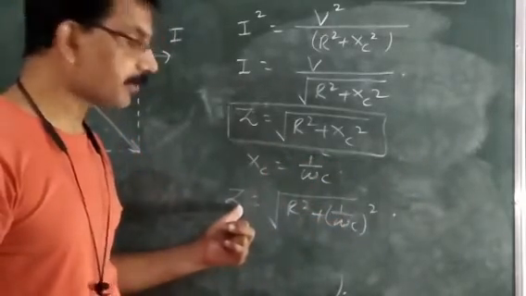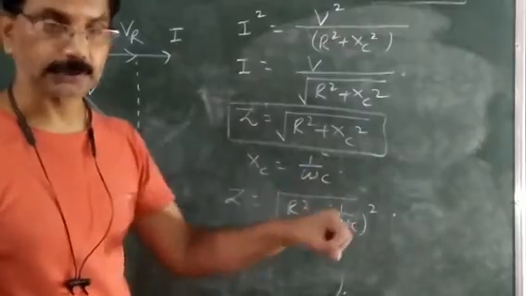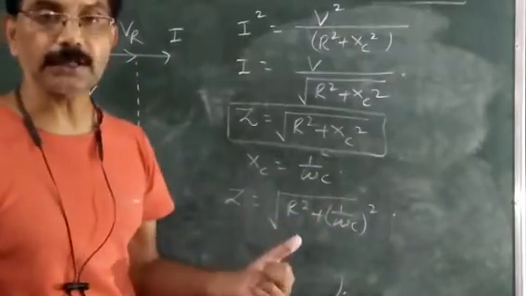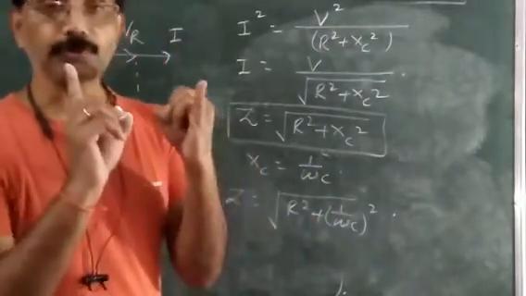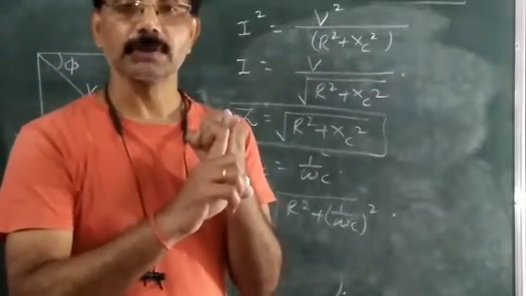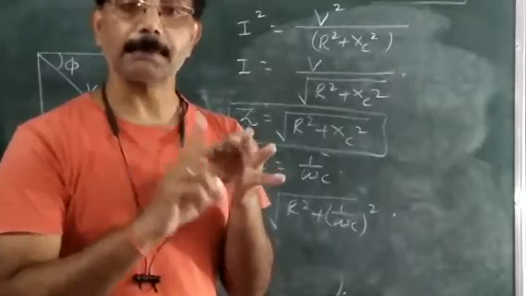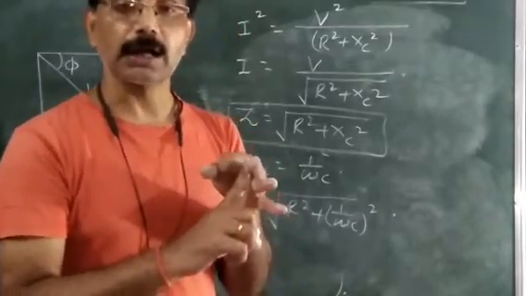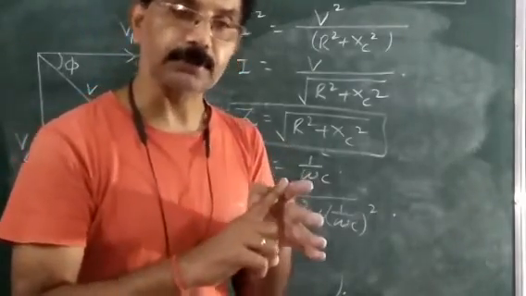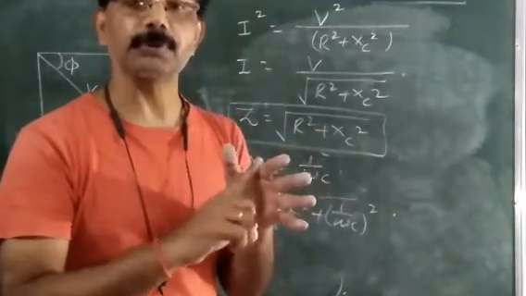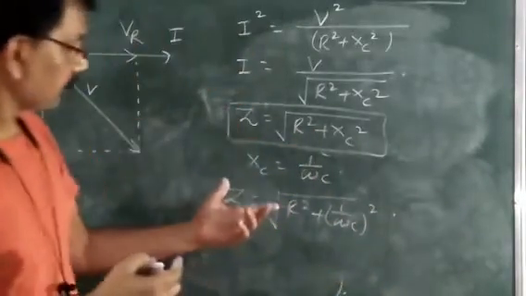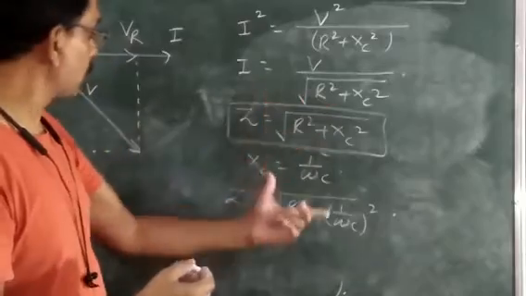And the unit of Z is the same as the unit of resistance. It means the unit of Z is ohm. So remember this: the unit of resistance is ohm, the unit of inductive reactance is ohm, the unit of capacitive reactance is ohm, and the unit of impedance, of any kind of impedance, is also ohm. So in this way we can find the impedance of the CR circuit.